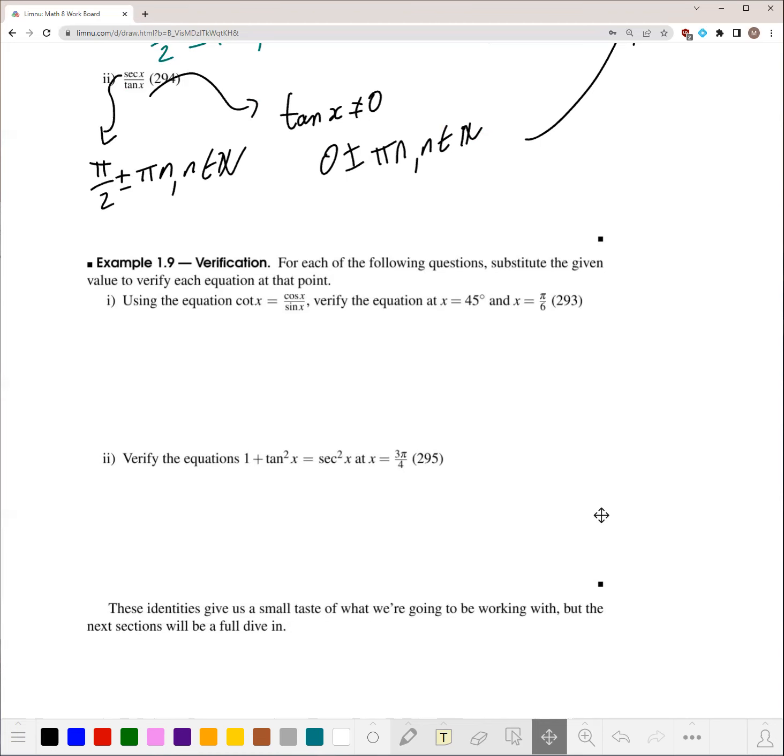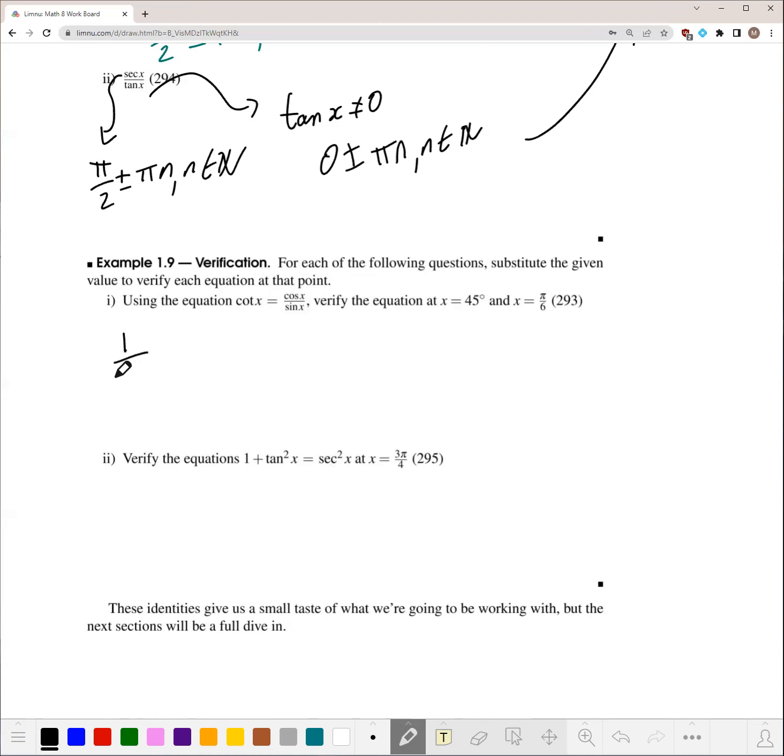So what we're going to do is test the verification here. Here are two of our identities. We'll verify them at some specific points. Okay, so let's start with this. Cotangent x is equal to cos x over sine x at 45 degrees. Okay, well, 45 degrees for tangent.